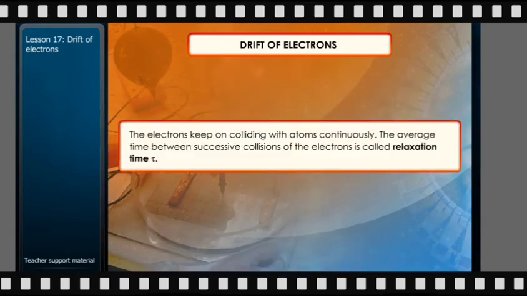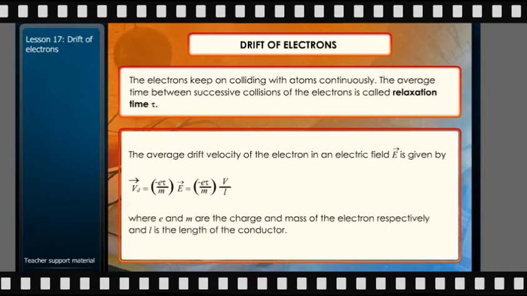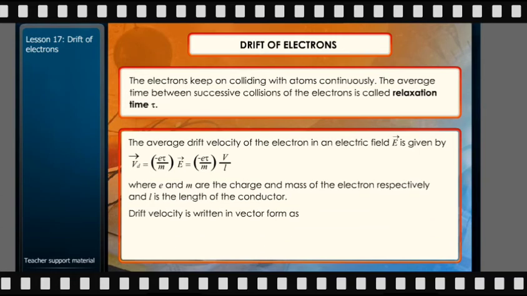The electrons keep on colliding with atoms continuously. The average time between successive collisions of the electron is called relaxation time and it is denoted by tau. The average drift velocity of the electron in an electric field E is given by Vd is equal to minus e tau E by m, which is equal to minus e tau by m times V by L, where e and m are the charge and mass of the electron respectively and L is the length of the conductor. Drift velocity is written in vector form as Vd is equal to mu E, where mu is called the mobility of electrons.